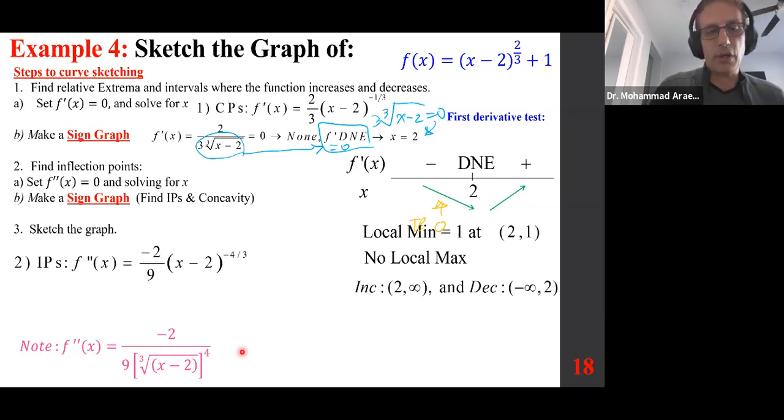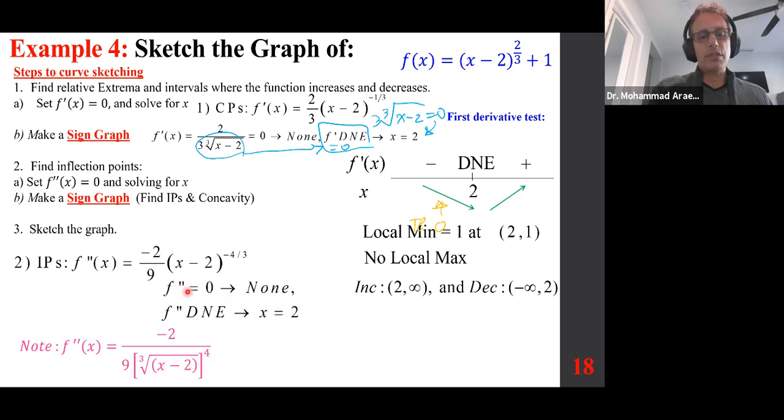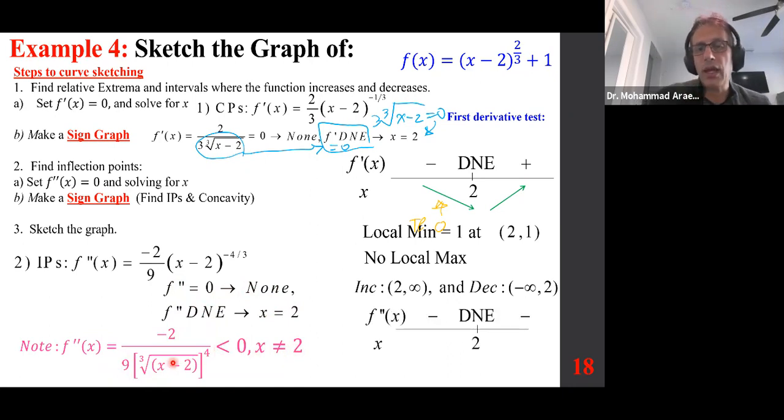But let's go through the process. If f double prime is 0, it doesn't happen because the numerator is a number. If f prime doesn't exist, the denominator is 0. If you set this equal to 0, it gives you x equals 2. You do the sine graph on that. And by the way, I've already said that it's less than 0, always with the exception of x being 2, because what happens at 2, the denominator becomes 0. Here's the sine graph. Why is this negative? If you, again, I've discussed that here, this is always negative.